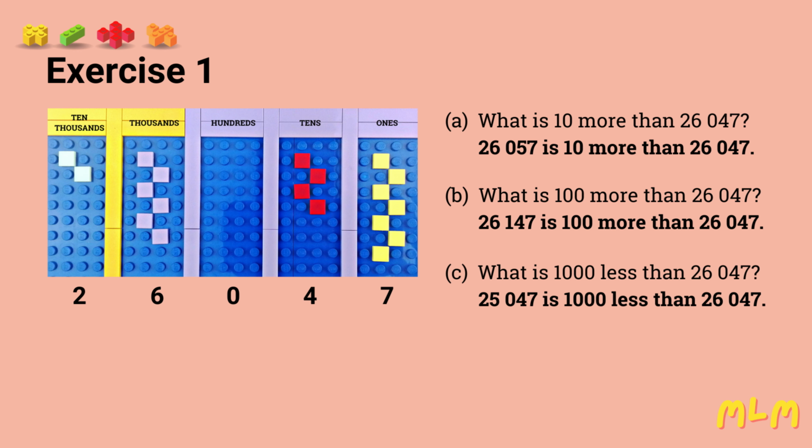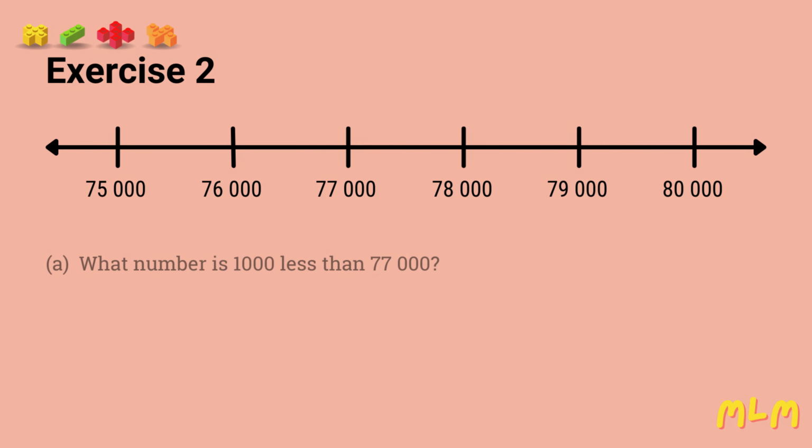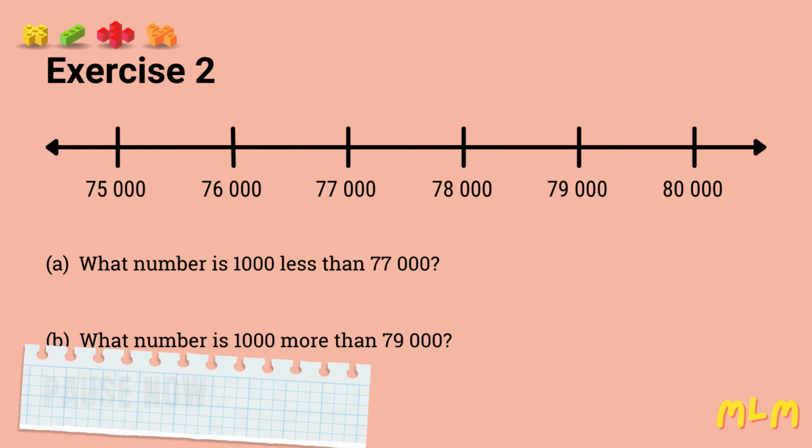Let's have another exercise. Study the number line. What number is 1,000 less than 77,000? What number is 1,000 more than 79,000? Pause the video and think about the answers. Play it again to see if your answers are correct.